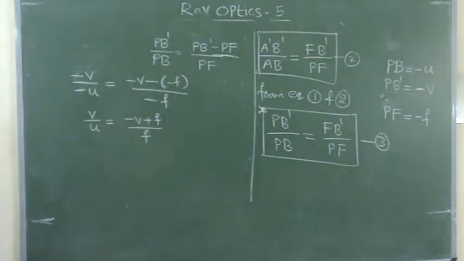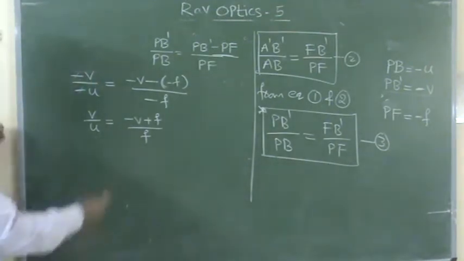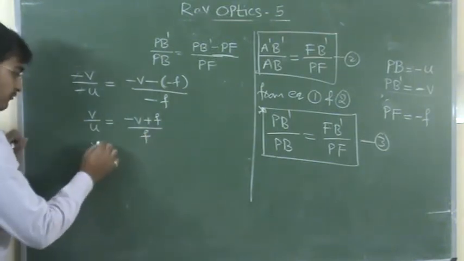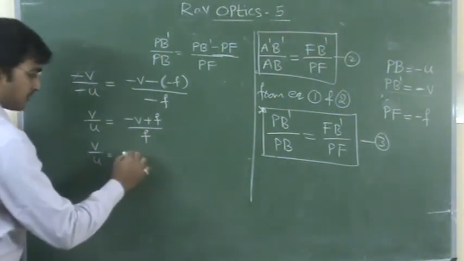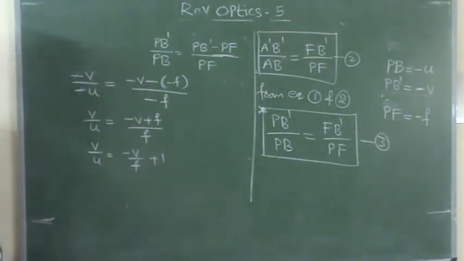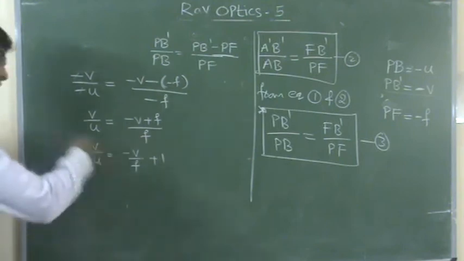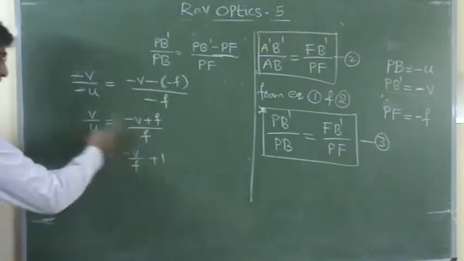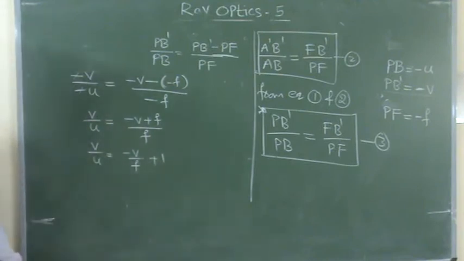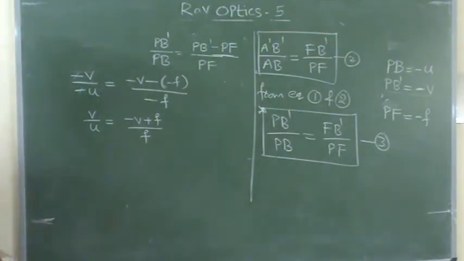Now we need to solve this equation. How to solve? Just divide by F: V by U is equal to minus V by F plus 1, right? So V by U minus V by F plus 1. You can go through that, otherwise you can cross multiply also, no problem. If you take the cross multiplication, that is also okay. I will go through that one. Any manner you can do it.